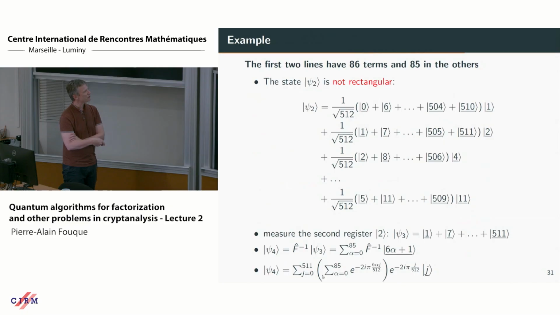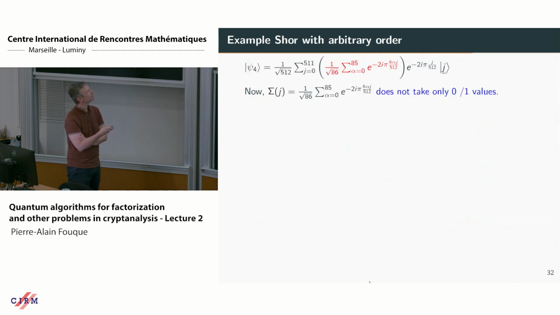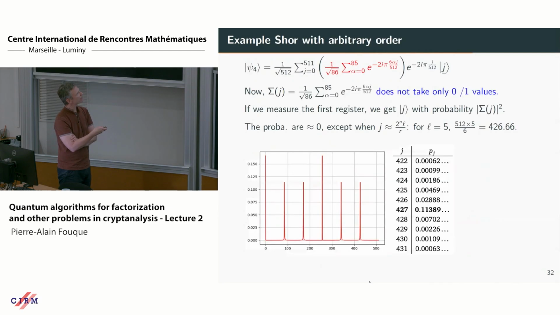Okay, so after the FFT, I will get this value. And now it's no longer the case, as in the lemma that I applied, that this sum will be equal to 0 or 1. Okay, this sum will be something that is not exactly 0 or 1. Okay, so for instance, if I plot all the values here, you can see that the values are not 0 or 1. You see that it seems to be 0, but it's not exactly 0.